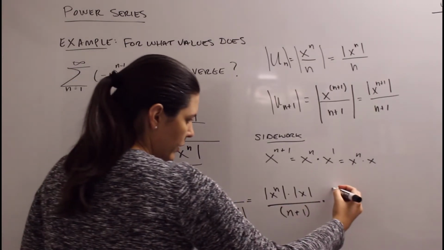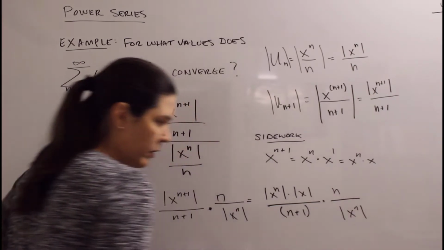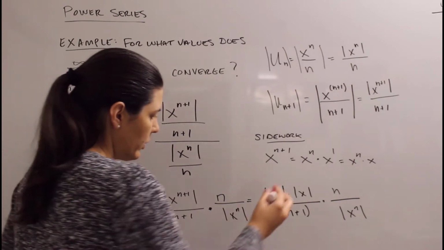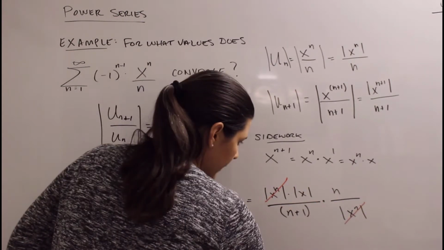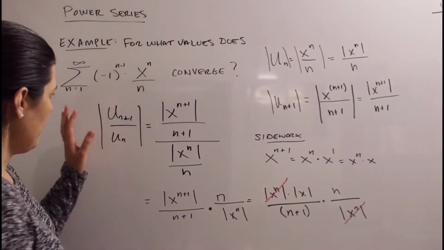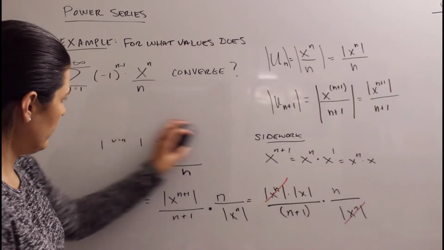And then over here, still n on top, absolute value x to the n on bottom. And then we get to simplify. Yay. So let's divide out x to the n, top and bottom. And so this is what we're going to take the limit of. So let me clean this up a little bit and we'll put it right here.